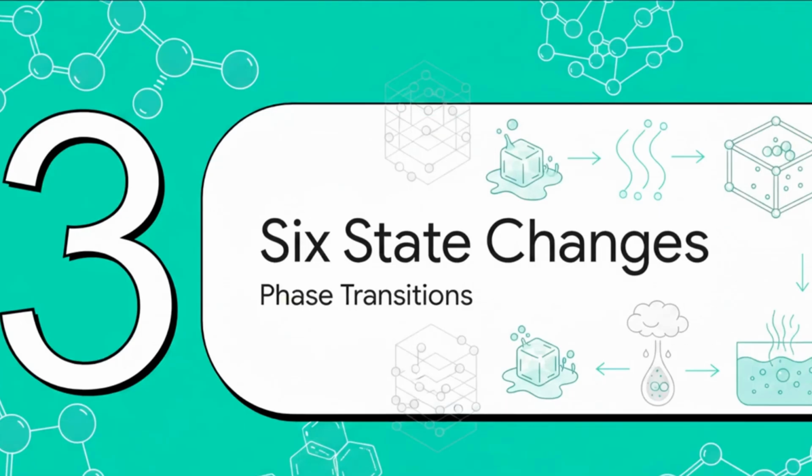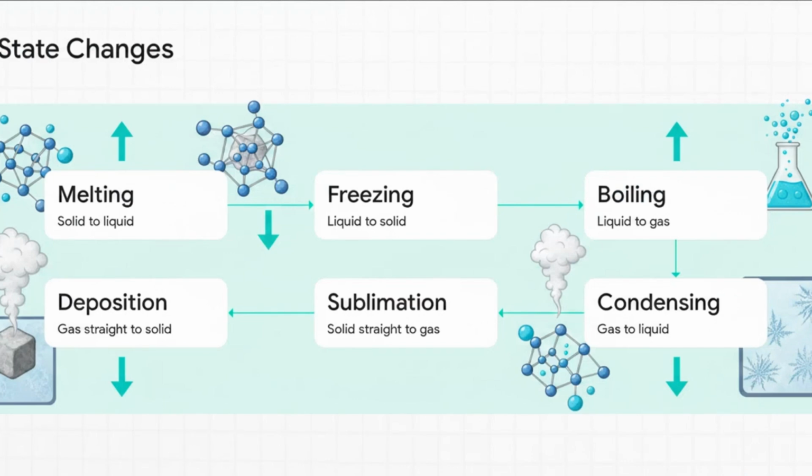Section 3. The 6 state changes. Now we need to understand the transitions. What exactly happens when matter shifts from one state to another? These are the 6 directional state changes you absolutely must master. We all know melting, from solid to liquid, and freezing, which is the reverse. We're familiar with boiling, liquid to gas, and condensing, gas back to liquid.